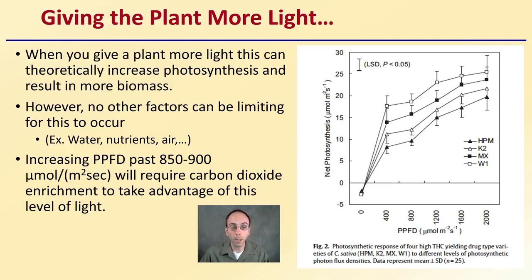Increasing PPFD past 850 to 900 micromoles per meter squared per second will require carbon dioxide enrichment to take advantage of this level of light. So just keep that in mind. We want to have a good root structure. We don't want to have any disease. There are other little factors to consider. But when we get above that 850 to 900, if you're not supplementing with carbon dioxide, you're not going to allow those plants to take full advantage of that additional light intensity that you're providing for them.